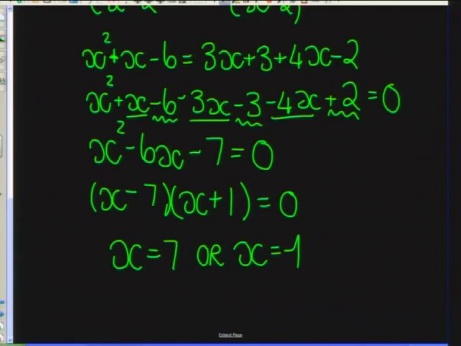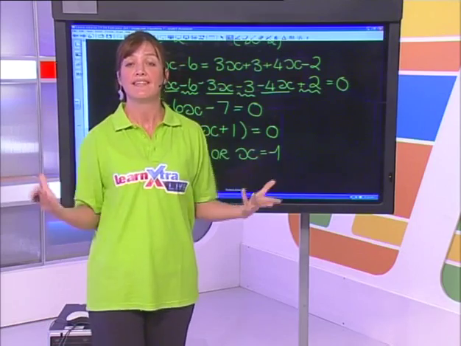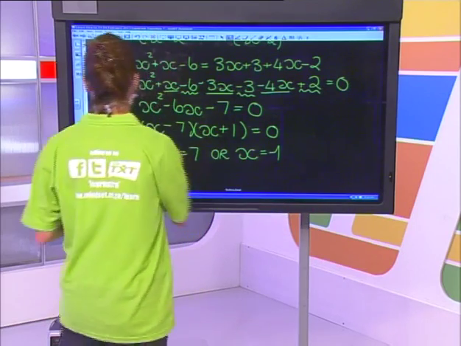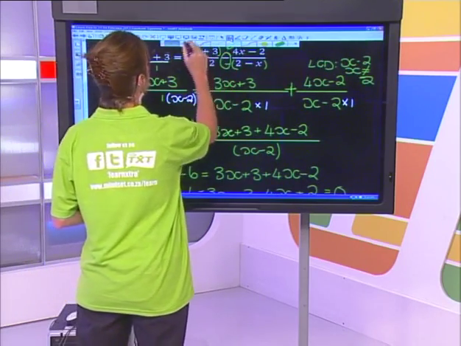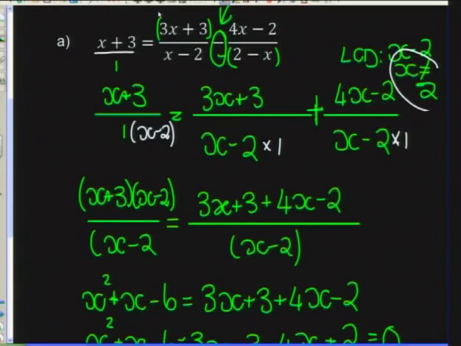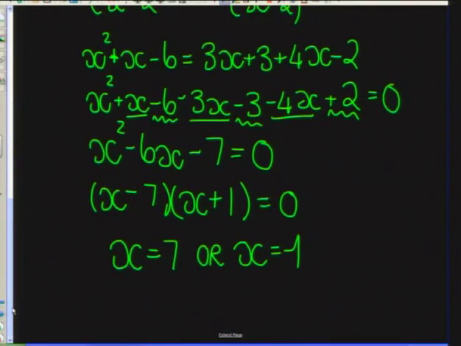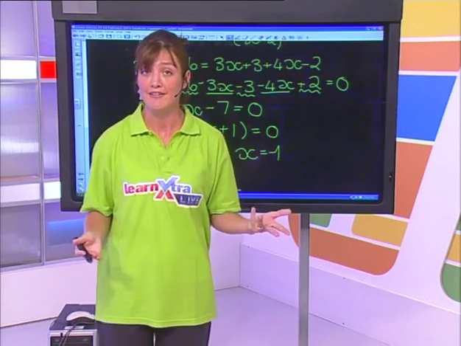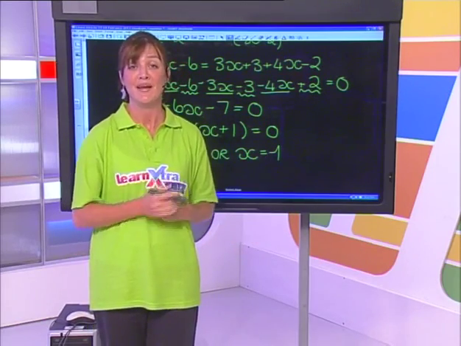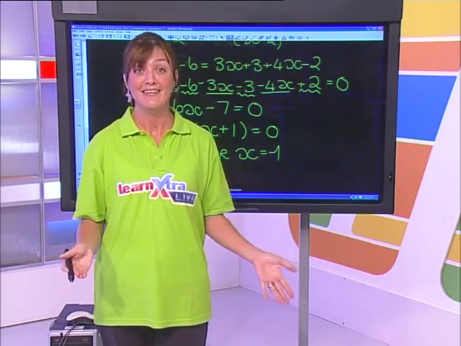Are either of those solutions or those roots the same as the restriction that we looked at earlier? Let's just double check. The restriction was that we were not allowed to have an x value equal to 2. So just double checking, obviously neither of them are, so therefore my solutions, if I substituted x back into the original equation, I would not get an undefined solution, so therefore it's valid. Right, guys, I hope that that's all clear to you.